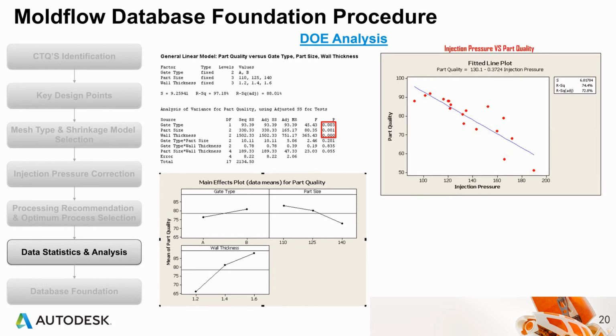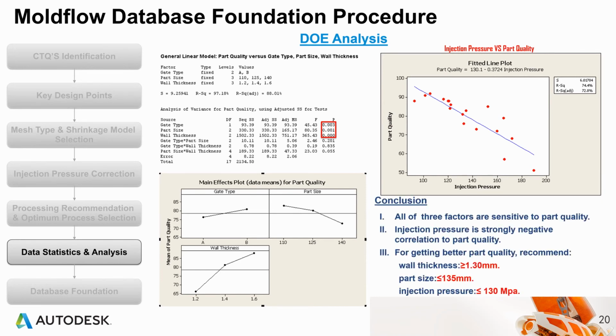From the plot, we can see the injection pressure also has a close relation to part quality. So in order to get better part quality, from the main effect plot, the wall thickness should be greater than 1.3 millimeter, and part size should be less than 135 millimeter. Injection pressure should be less than 130 megabar.